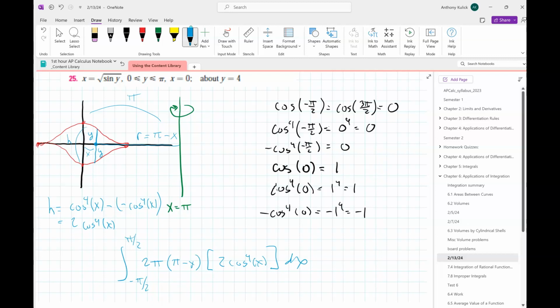Will it always be the top minus the bottom, or just in some cases where there's a y value? What you're describing would always be top minus bottom. Okay.